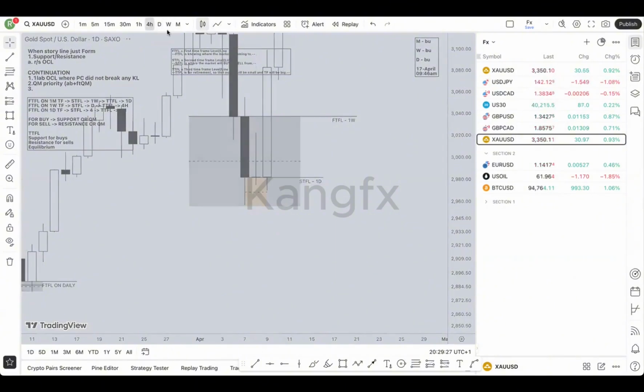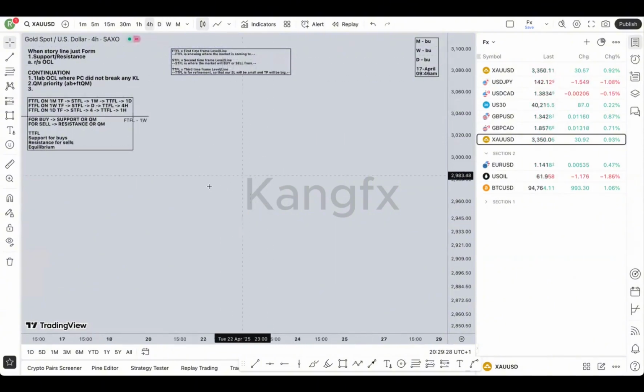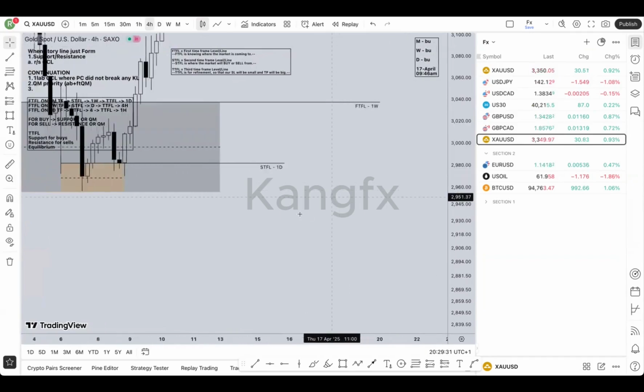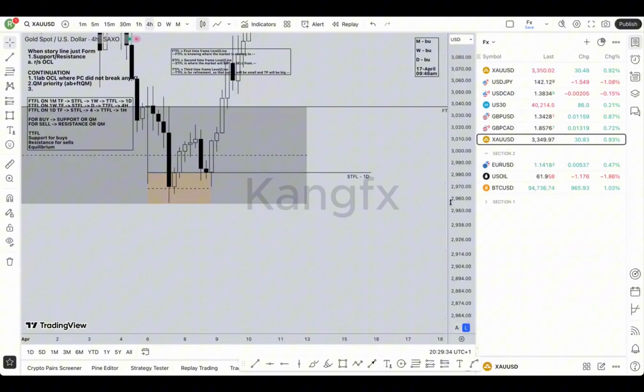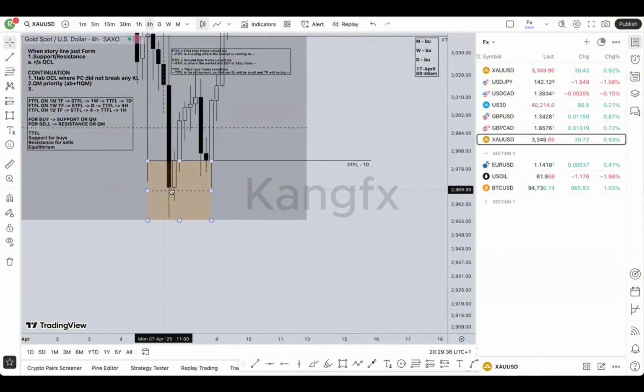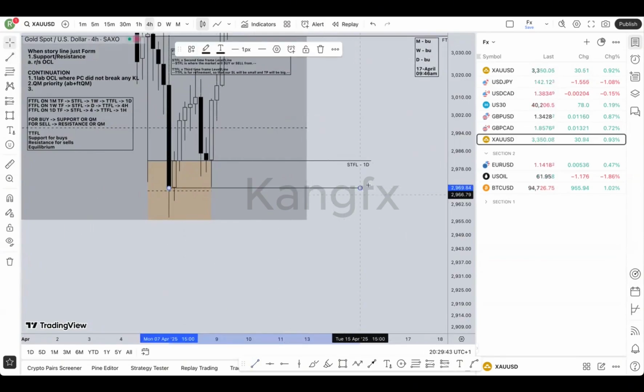Then we go down to our 4 hour. When we get to our 4 hour, now we have the supports. We have our support, so on TTFL, we have a support here. That's the only thing we look out for when we go to TTFL. But if we are selling, we look for resistance or equilibrium. I'm going to show you how to get equilibrium later.